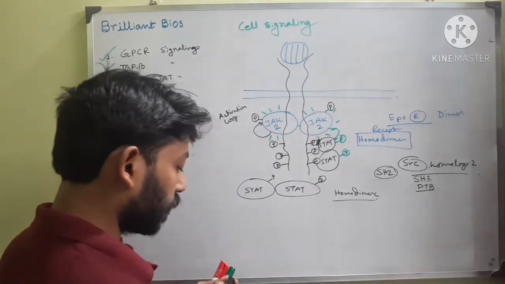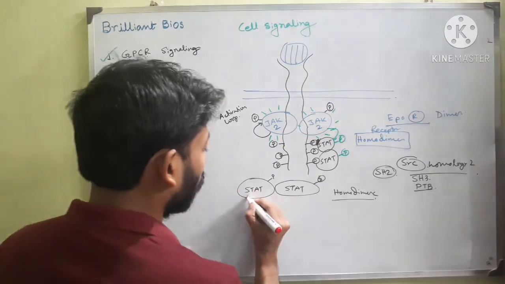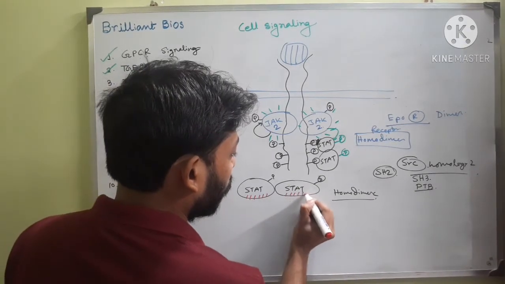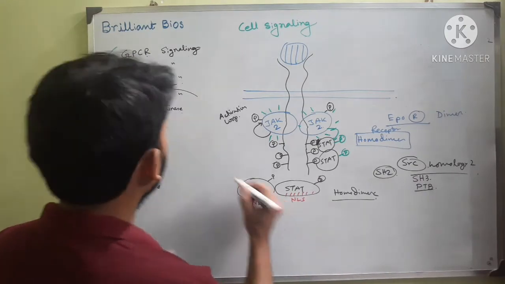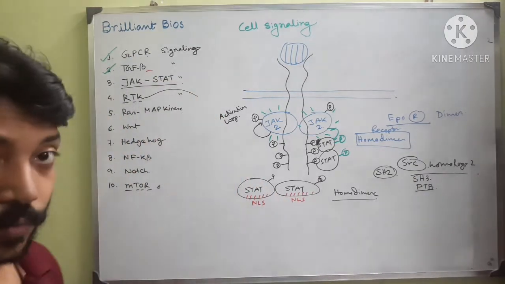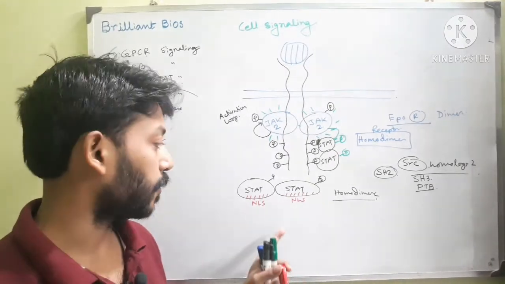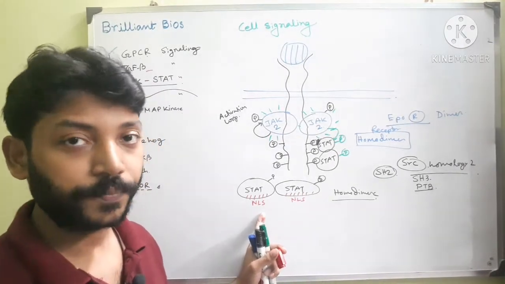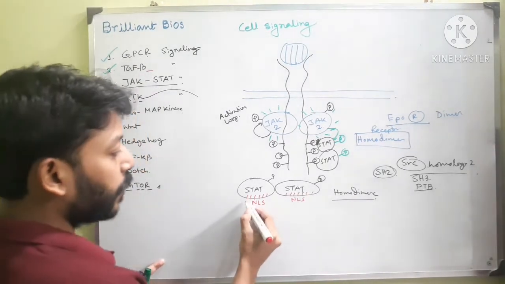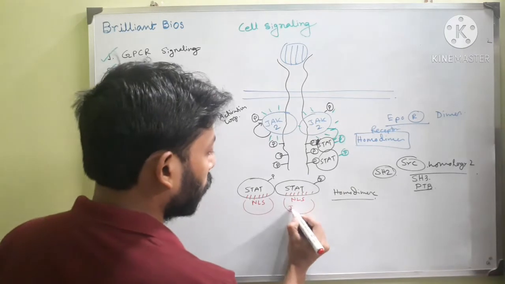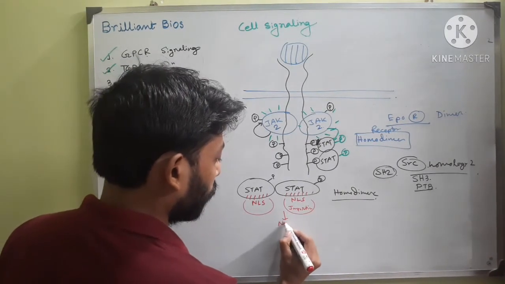And the thing is, when they make a dimer, they actually expose a region called NLS. At first it was not exposed. This is called NLS, nuclear localization signals. In my previous video on TGF beta, I have told that in case of SMAD proteins, also the NLS domain is there. That means this domain can be recognized by a protein called importin, and importin actually helps in the import of this protein into the nucleus.